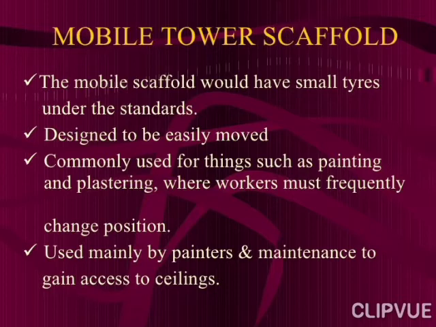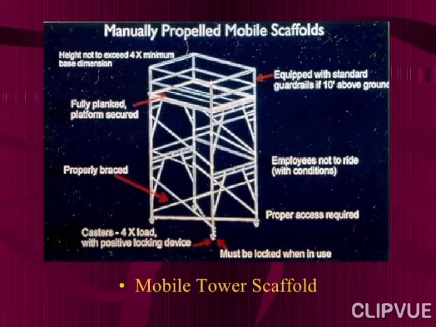Mobile tower scaffold. The mobile scaffold has small tires under the standards, designed to be easily moved, most commonly used for things such as painting and plastering, where the workers must work frequently and change position. These are used mainly by painters and maintenance workers to gain access to the ceilings. So we can see how a mobile tower scaffolding actually looks.